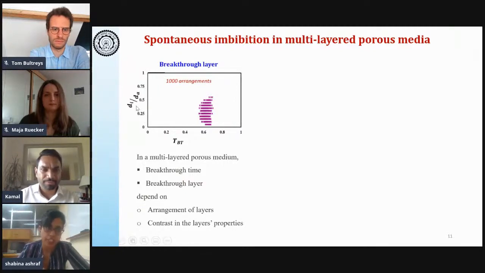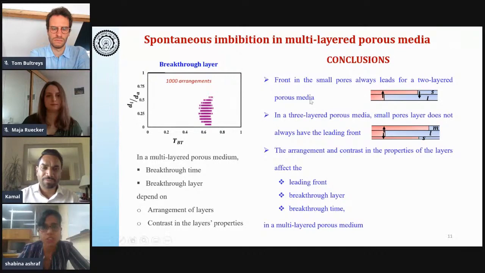This is another graph showing the grain size of the layer through which the breakthrough occurs versus the breakthrough time. We see that for 1,000 arrangements, shown here, the breakthrough time usually lies between 0.5 and 0.7, so it is different for different arrangements. The grain diameter through which the breakthrough occurs can vary from the smallest of the pores to considerably larger pores. Therefore, in a multi-layered porous medium, both the breakthrough time and the breakthrough layer will strongly depend on the arrangement of the layers and the contrast in the layer properties.